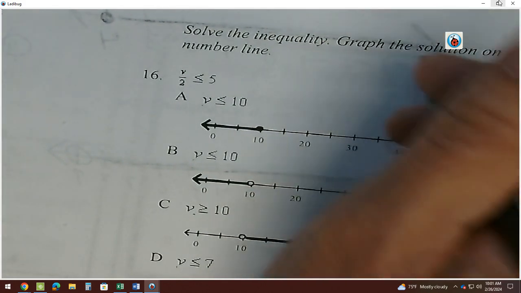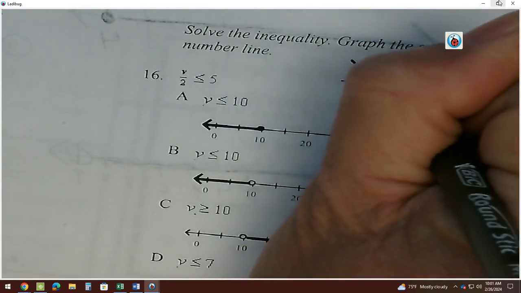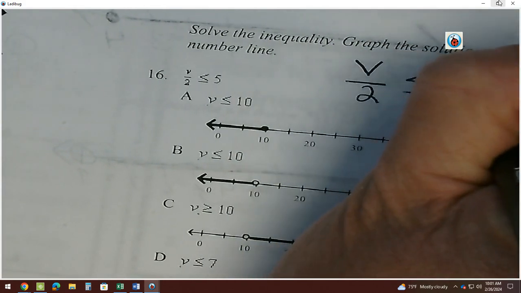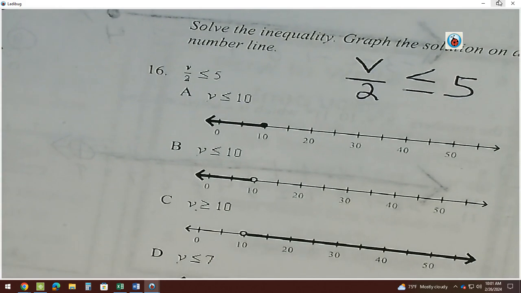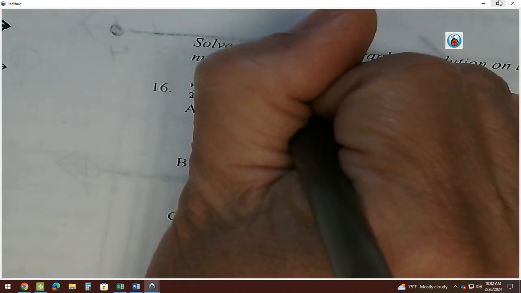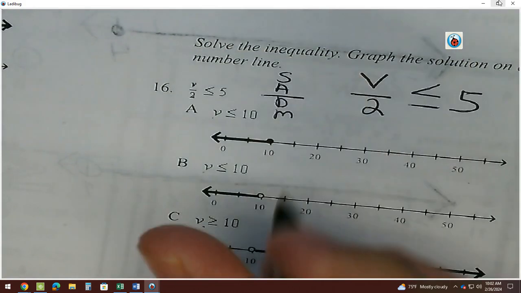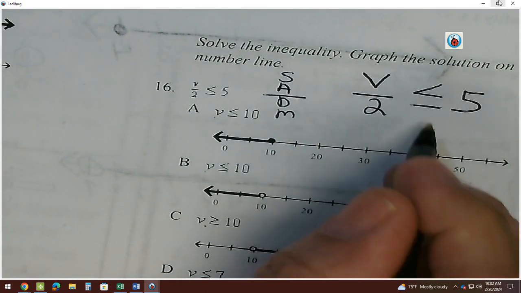This one is V. It looks like an X, but it's V. V over 2 is less than or equal to 5. Okay? We're solving for what letter? V. And who do we use to solve things? Sat M. We use sat M for equations and inequalities, okay?